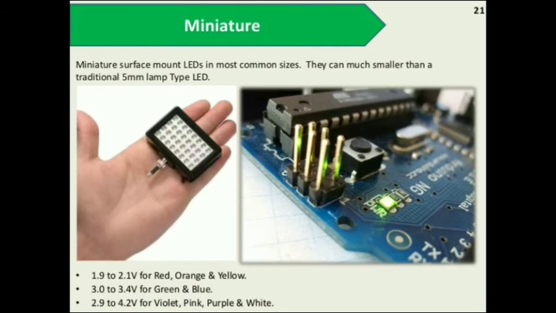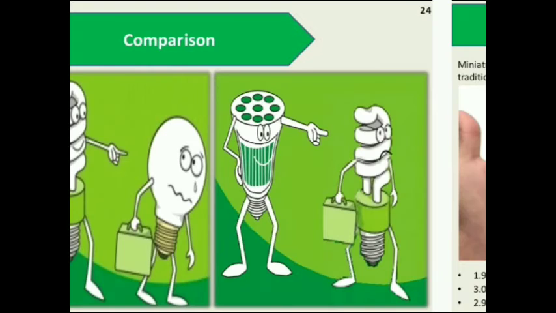Miniature. Miniature surface mount LEDs are the most common sizes. They can be much smaller than the traditional 5 millimeter lamp type LED. Okay, comparison material.